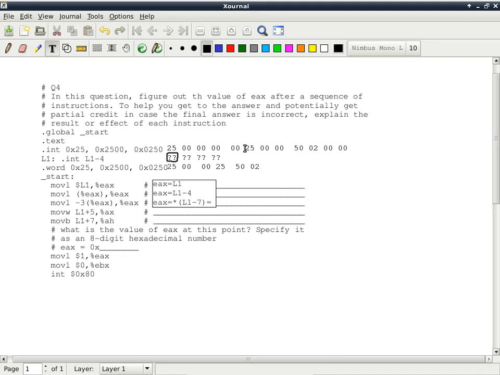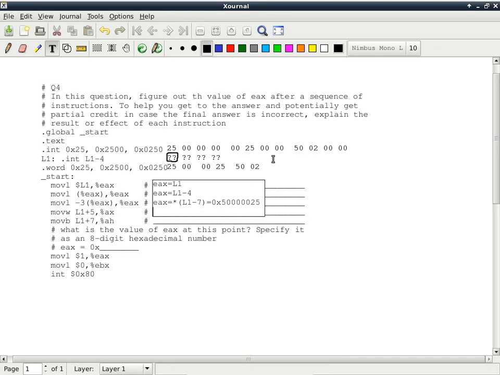So in EAX, we'll be having 50000025. So it will be in hexadecimal 50000025. Is that okay? Because this step is a little bit tricky. Is that okay?